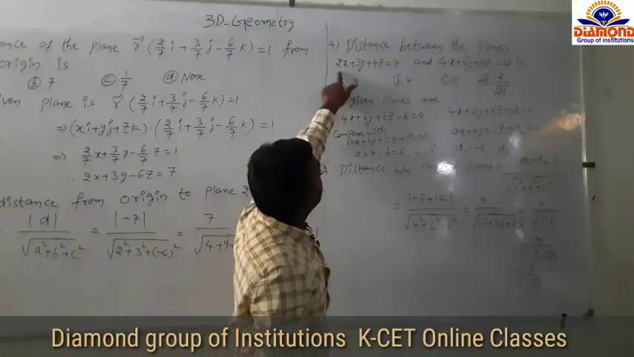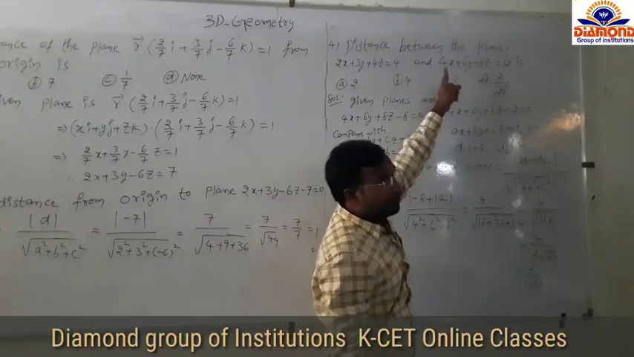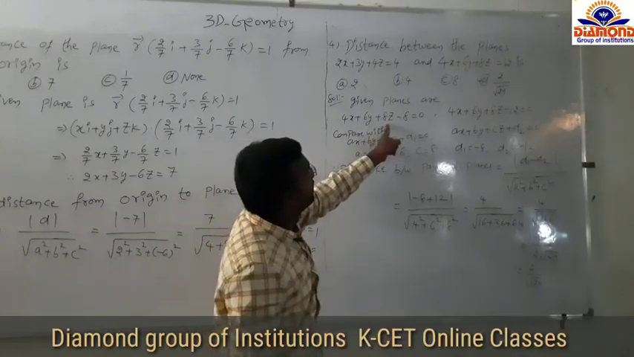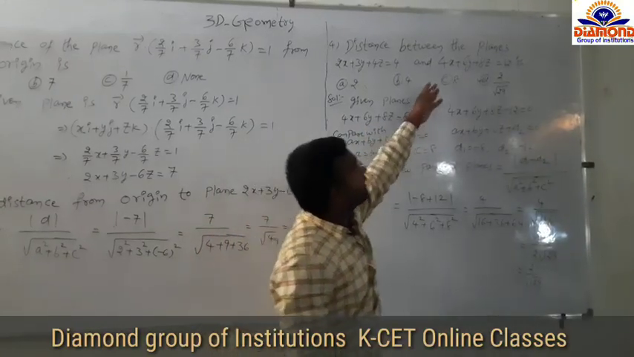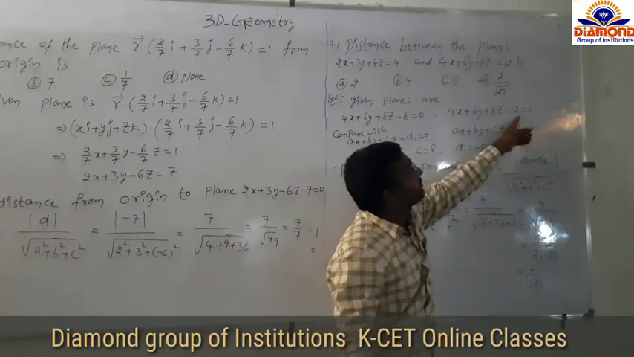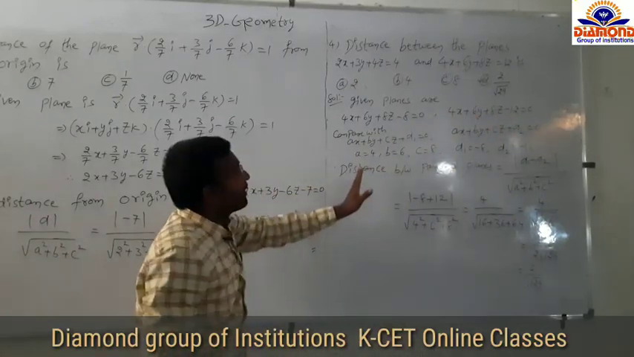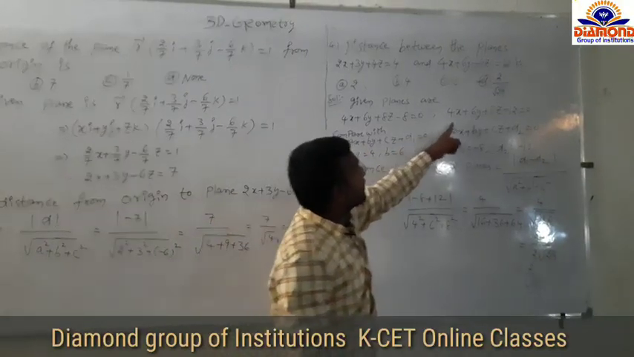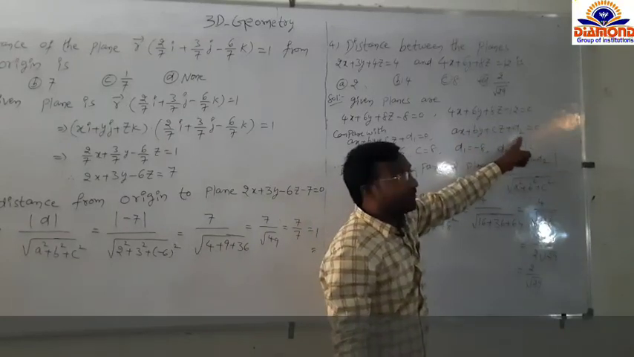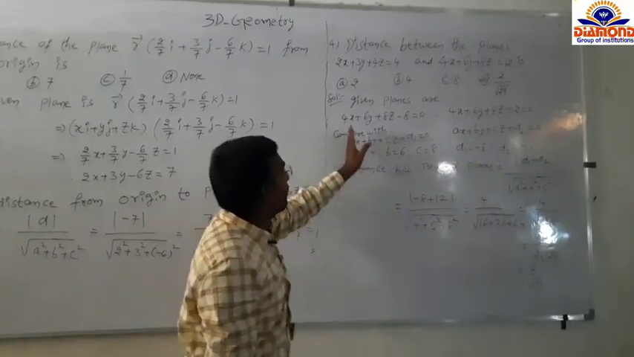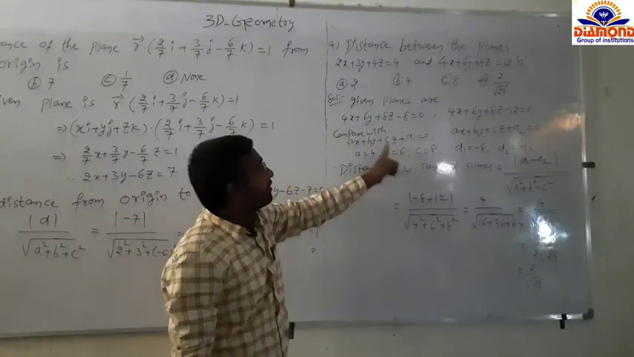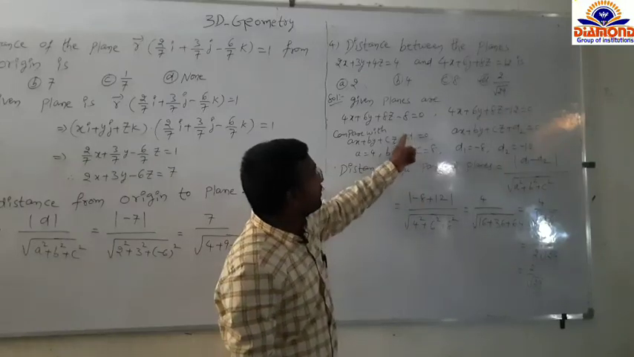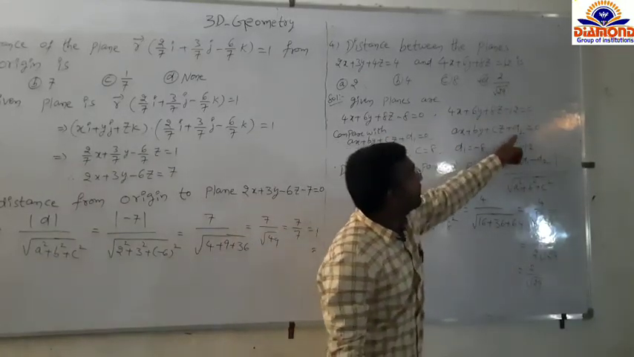The first plane is multiplied by 2, because this is a multiple of 2. So the first equation multiplied by 2, you get 4x plus 6y plus 8z minus 8 equal to 0. The second plane is as it is, 4x plus 6y plus 8z minus 12 equal to 0. So compare the first plane with ax plus by plus cz plus d1 equal to 0, and the second plane with ax plus by plus cz plus d2 equal to 0. So what is the a value? a equal to 4, b equal to 6, c equal to 8. Next, what about d1? d1 equal to minus 8, d2 equal to minus 12.